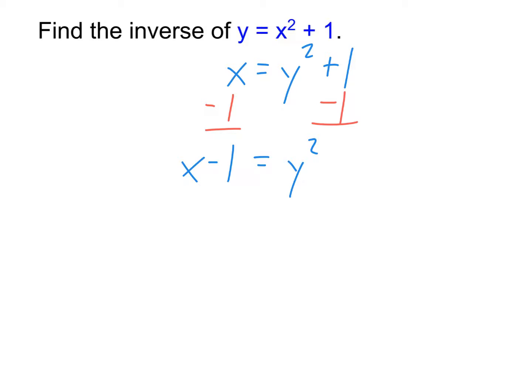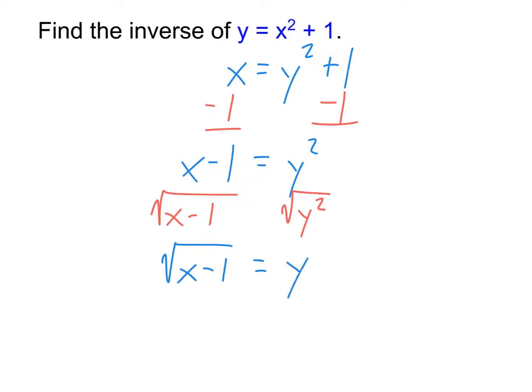So now I have x minus 1 equals y squared. Now I can worry about getting rid of the squared. Okay, so what undoes a squared? Square root. So I'm now going to take the square root of both sides. Now when I do that, on the left side, that gives me the square root of x minus 1. And on the right side, the square root of y squared cancels out the squared, so it just equals y.